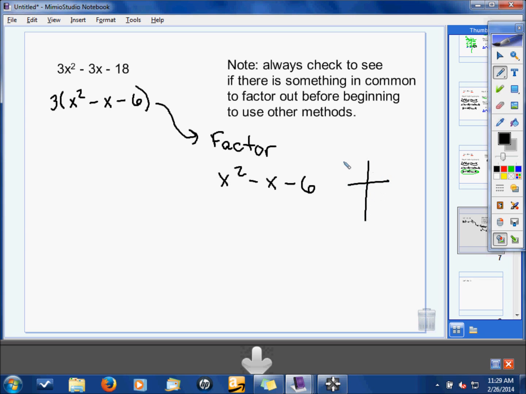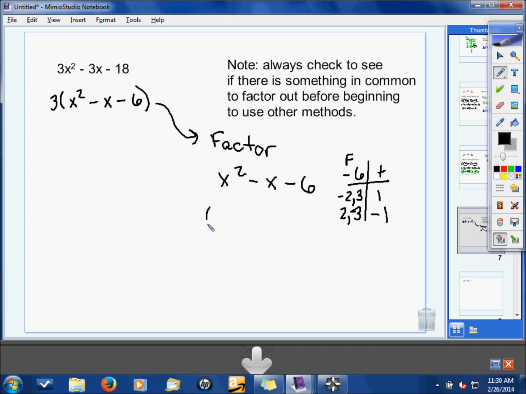Make the chart. And what am I finding factors of? Factors of negative 6. So, well, we could try negative 2 and 3. When I add them, what do I get? Positive 1. But I want negative 1. So I must need 2 and negative 3. 2 and negative 3, that gives me negative 1.